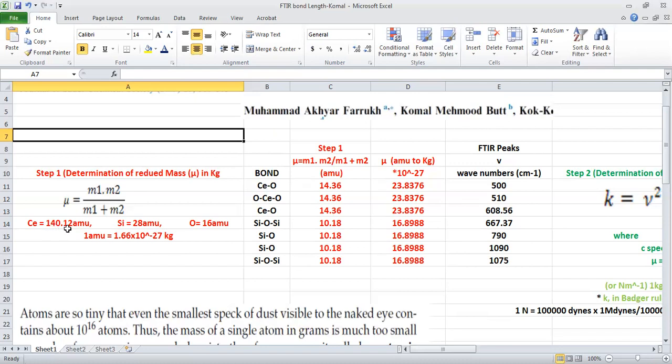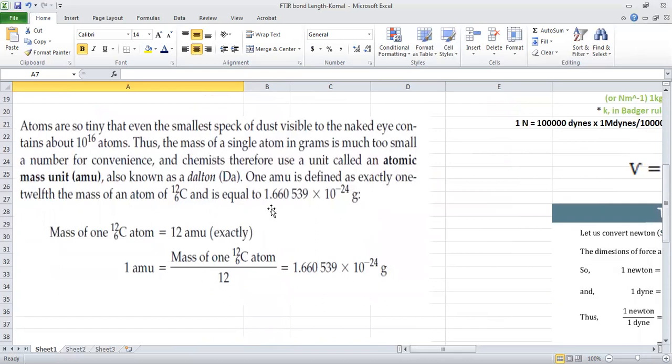This is 140.12 grams per mole, and you have to calculate the mass in kilogram. And this is the conversion factor. By multiplying this factor with the AMU, you can calculate the mass in kilogram. And this is the conversion I have shown over here. How to calculate: 1 AMU will be equal to 1.66 x 10^-24 gram, and it should be 10^-27 kilogram. That means you have to divide by 1000 to convert the gram to the kilogram.